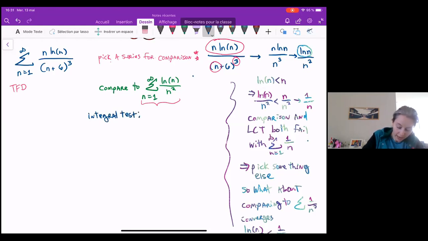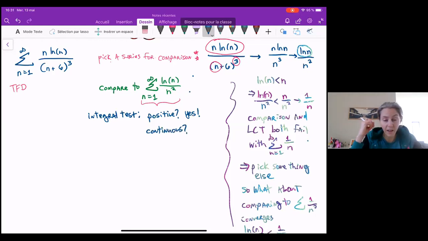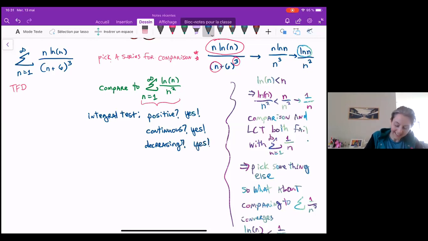So for my integral test, is it positive? Yes. Is it continuous? Well, there are no negative n values, and n equals 0 is not a possibility here. So yes, it is continuous on the interval. Is it decreasing? And the answer here again is yes.